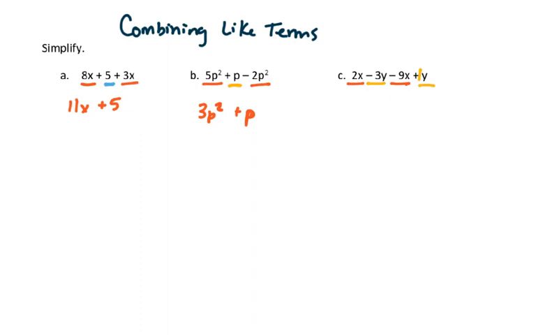When we've got these two terms that have x, we got 2x minus 9x. The minus belongs to the 9. 2 minus 9 is negative 7 with the x. And then we got negative 3y plus 1y. Negative 3 plus 1 is negative 2. Nothing else is going to combine, and that problem is done.